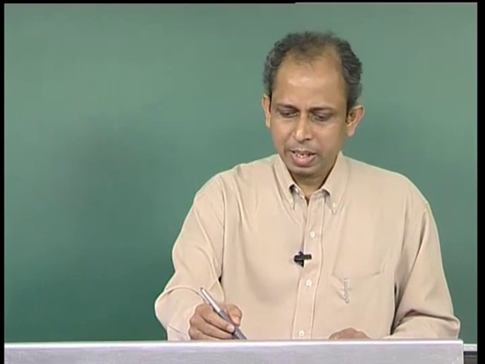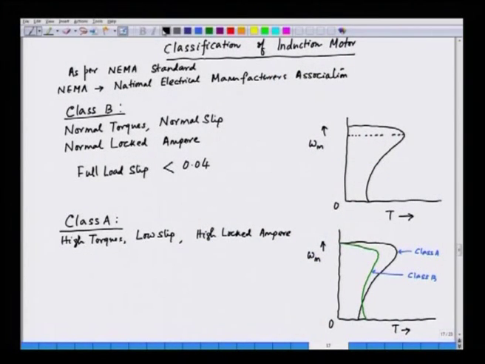So, we can see here that the full load slip is less than 1%, and that is possible if we can reduce the rotor resistance. If the slip is reduced, the losses are also reduced, because if the motor operates at a reduced slip, the rotor copper loss is reduced, and hence the efficiency of this kind of motor is high.